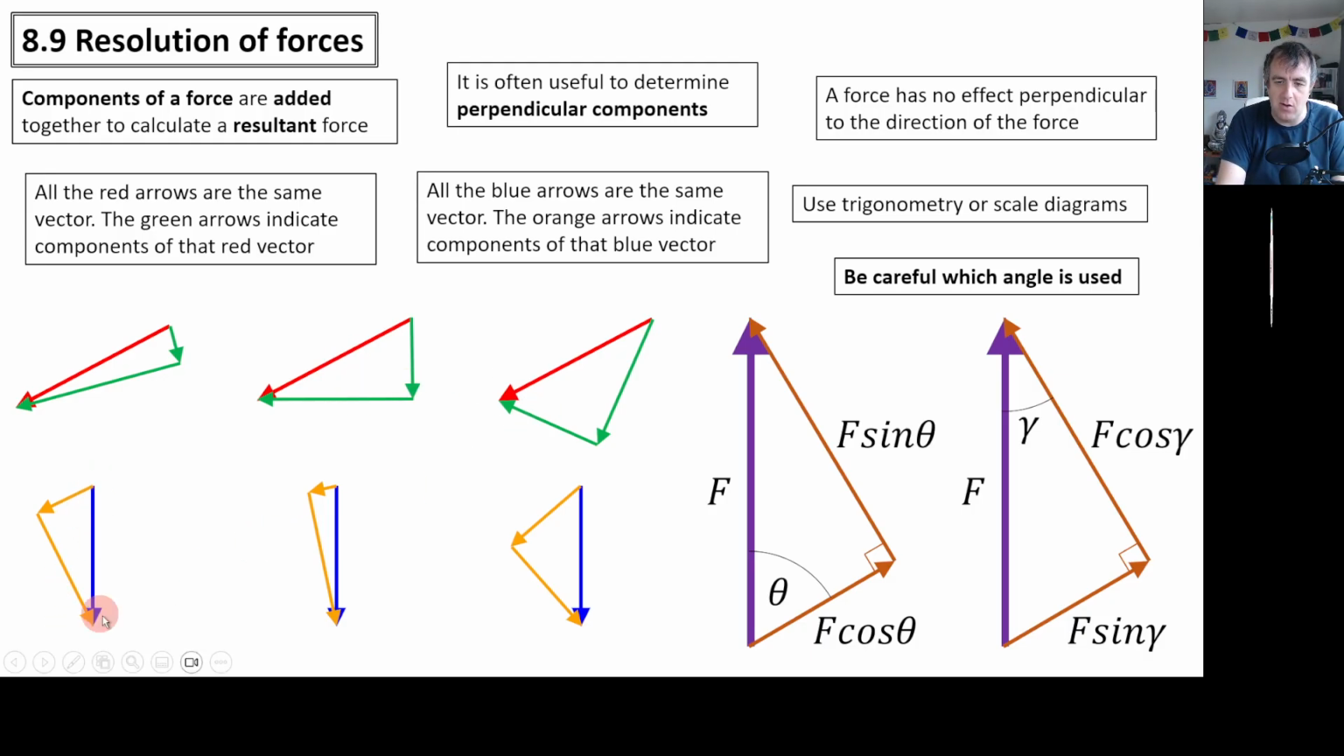And I've done the same thing here. Look, blue arrows here are all exactly the same length, exactly the same direction, so they are the same vector. And I've chosen 3 different sets of perpendicular components. So that's the first thing. You choose your perpendicular components and make it sensible.